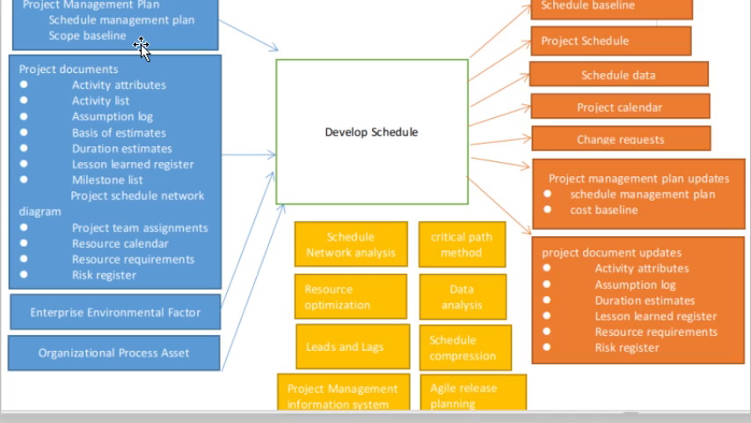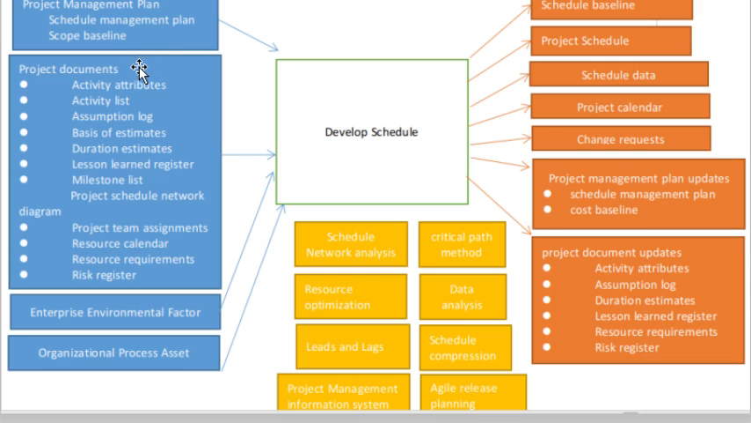First of all, we shall discuss the inputs. First input is the project management plan, which includes the schedule management plan and the scope baseline. Friend, just remember that whenever we talk about the project management plan, basically we are talking about how you will deliver the things to the customer. So the question of how is basically answered in the project management plan.